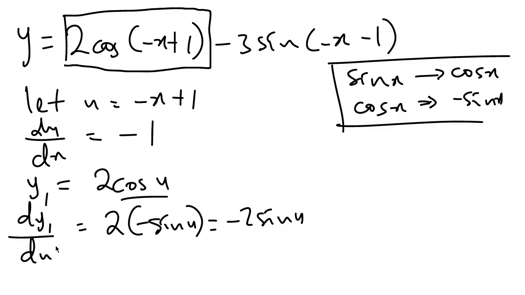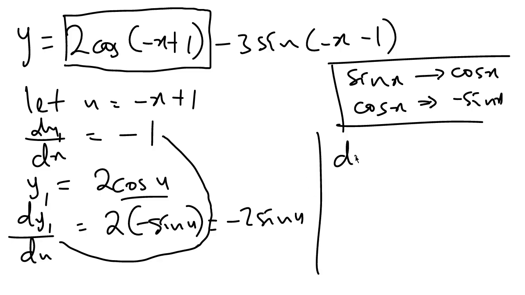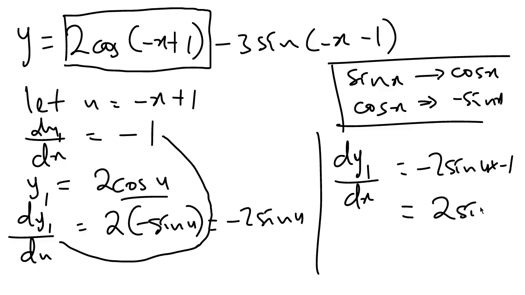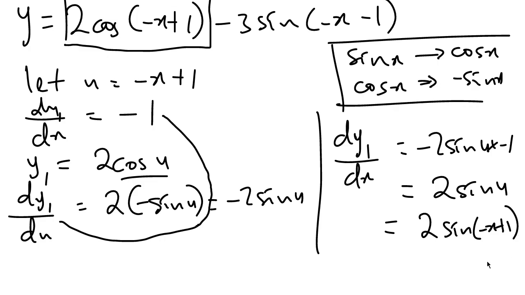So we'll now multiply this dy1/du by du1/dx. If you multiply -2 sin u, that means dy1/dx will be equal to -2 sin u multiplied by -1, which is 2 sin u, which is going to be 2 sin(-x + 1). So we are done with that part.